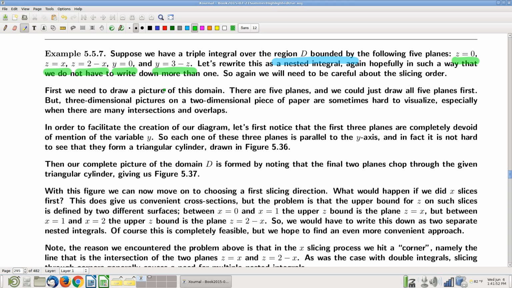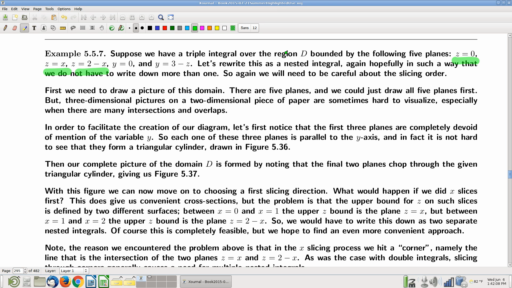And this won't always happen. This is an idea that is useful sometimes because it only comes up sometimes, but when the opportunity permits, notice what we have here, the first 3 planes: no y's in any of those first 3 equations.